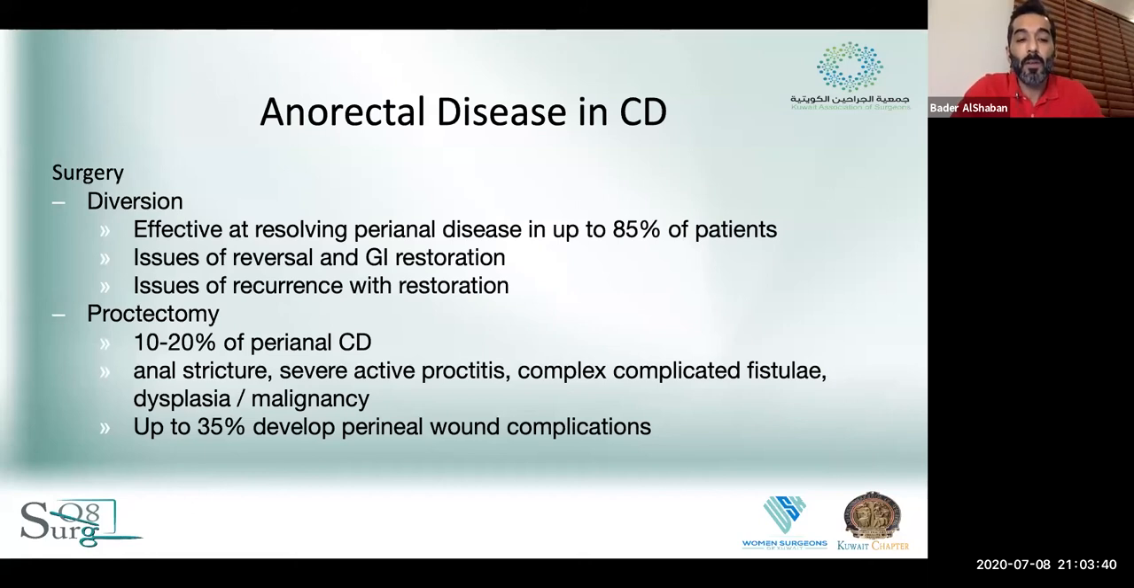Proctectomy might be the unfortunate end result of about 10 to 20% of severe perianal disease. And that might result from either severe anal strictures or severe active proctitis that is refractory to all intervention. Complicated fistula disease has been an indication, and dysplasia and malignancies have been known to be the reason for proctectomies and even abdominoperineal resection.